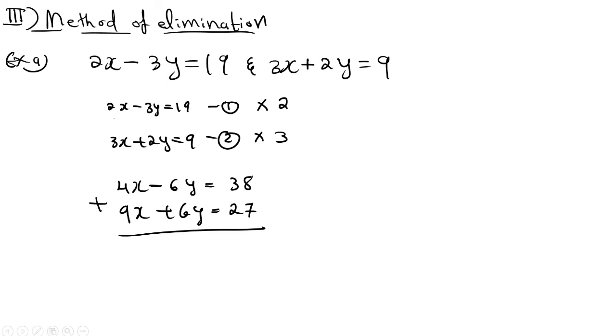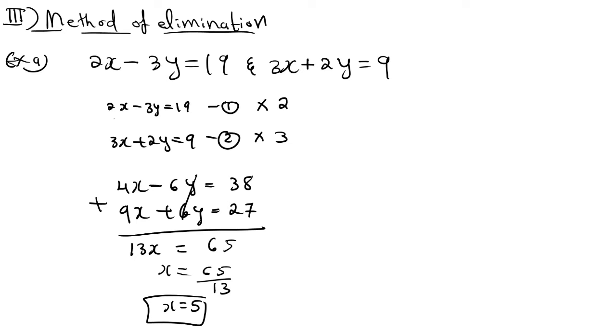9x plus 4x is equal to 13x. Now minus 6y and plus 6y get cancelled, equal to 38 plus 27. Add those two numbers, you will get 65. x is equal to 65 divided by 13, and the x value is equal to 5. So x equal to 5.